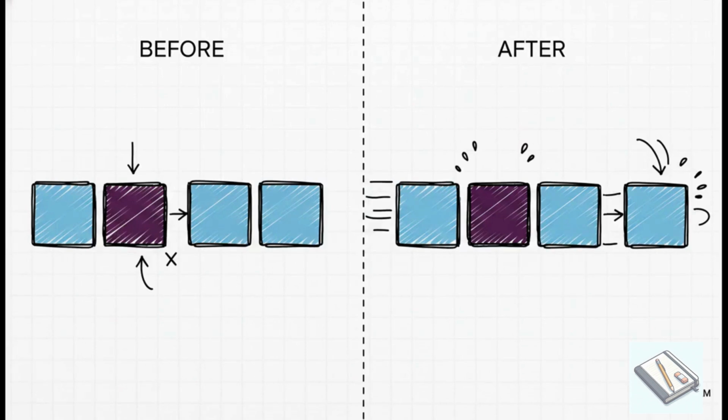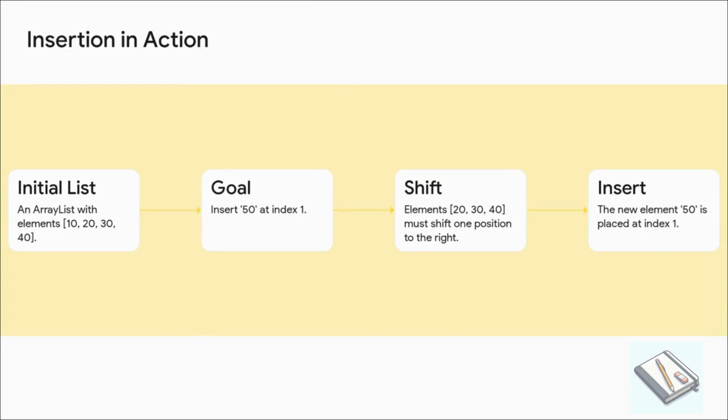But here's the catch. Because everything has to be right next to each other, if you want to wedge a new element into the middle, well, you've got a problem. You can't just drop it in. You have to physically scoot every single element after that spot one position over to the right to make room. And this shows you exactly what's happening. We've got our list. To get that 50 in between 10 and 20, we first have to move the 20, then the 30, then the 40. Only after all that shifting is done can we finally pop our new element into that empty space.